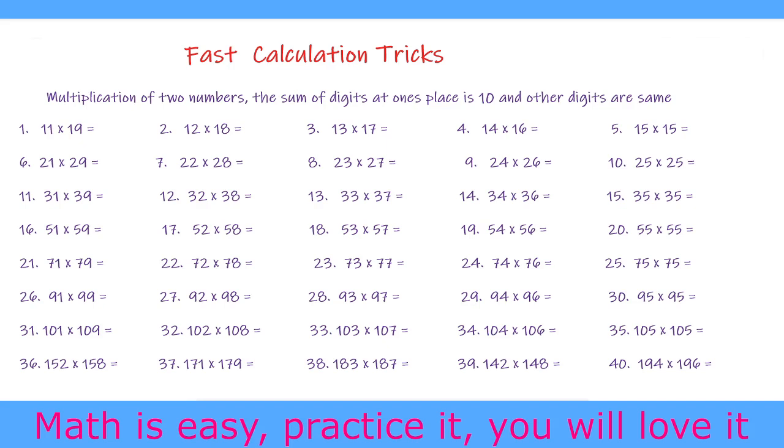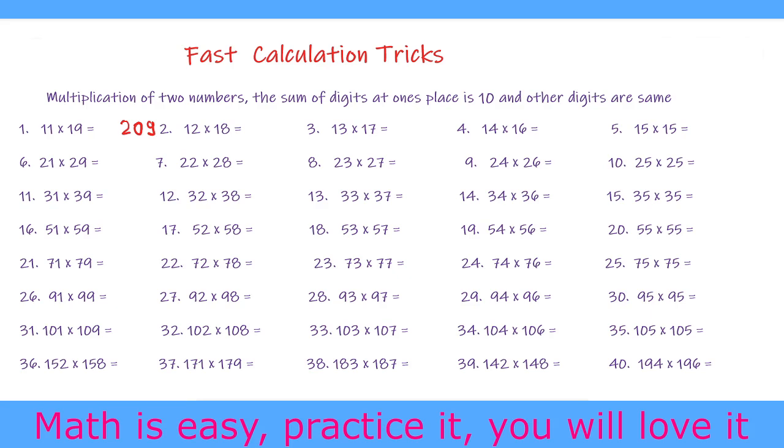For the multiplication of such numbers, we have to just multiply the digits at one's place, and the answer we have to write in two digits. In question 1, 11 multiplied by 19. So multiplication of the digit at one's place, 1 multiplied by 9, is written as 09, and the digit at 10's place is 1. So 1 and the next digit of 1 is 2. 2 multiplied by 1 is 2. So 11 multiplied by 19 is 209.